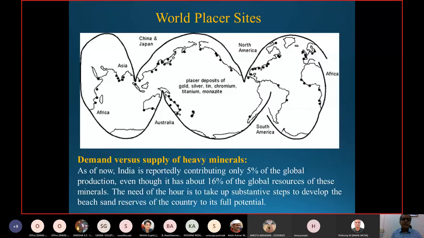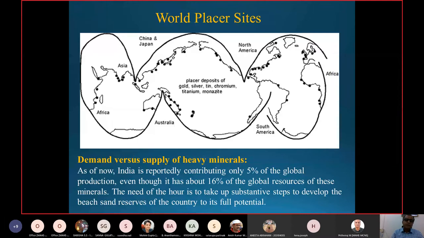So when you look at the scenario of world placers, as of now India is reportedly contributing only 5% of the global production, even though it has around 16% of the global resources of these minerals. But the need of the hour is sustainable exploitation without causing much damage. I think that is the key point which I would like to stress.